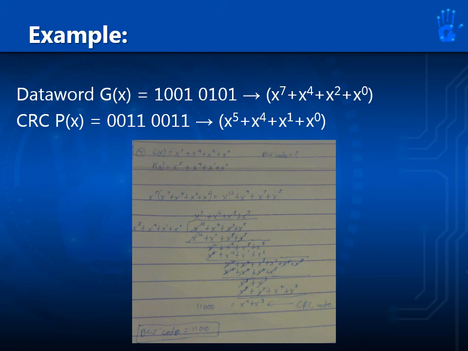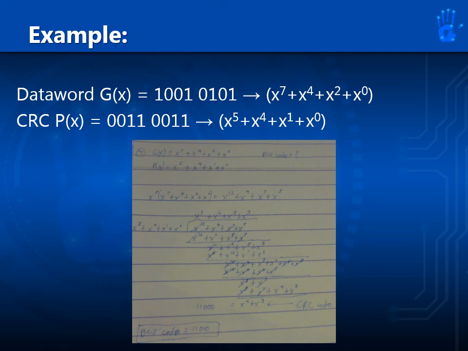Second step is we'll find the highest degree of our CRC and multiply it with our data word. Of course, we'll use the polynomial equivalent. So we have x raised to 5 times the entire data word. The result will be x raised to 12 plus x raised to 9 plus x raised to 7 plus x raised to 5.